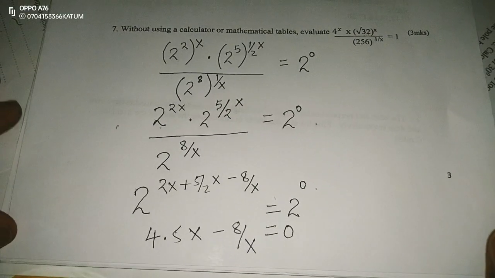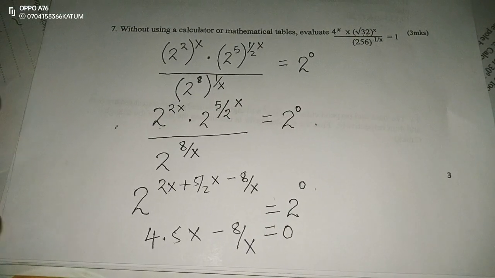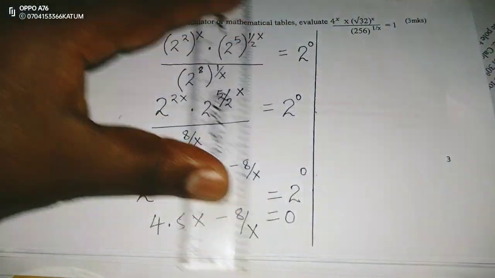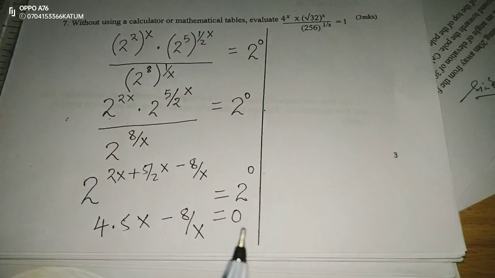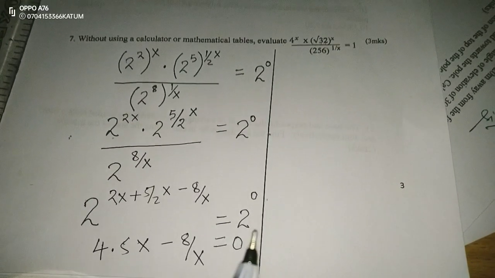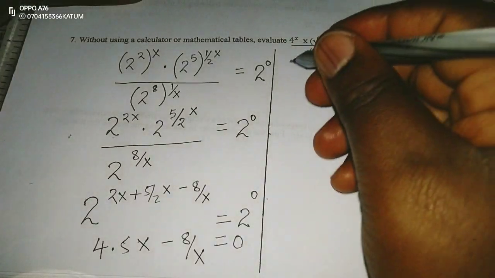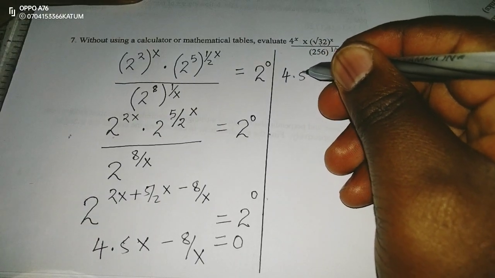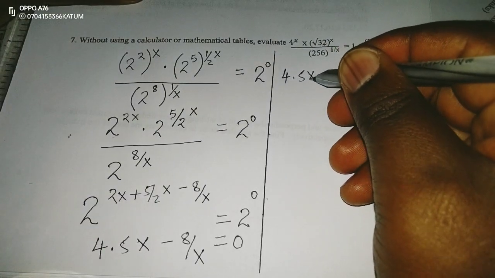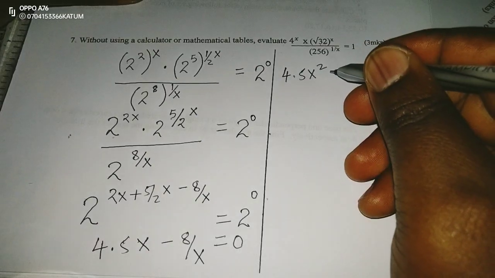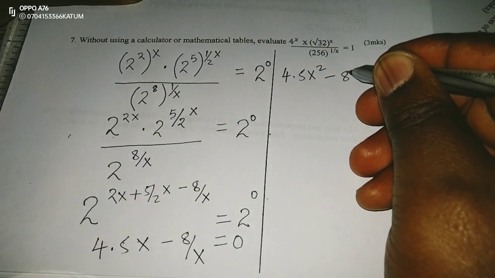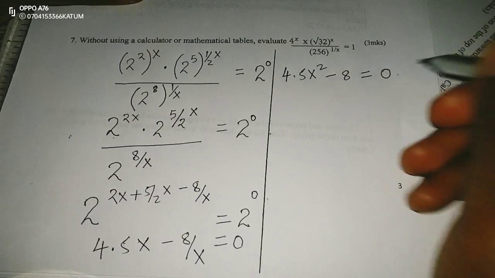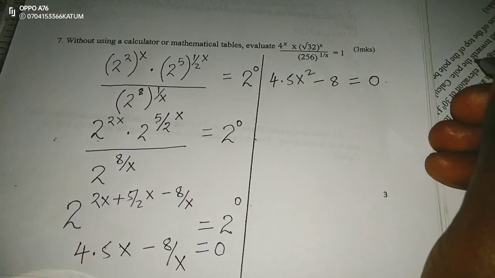So we can cross multiply by x. And when we multiply through by x, we're going to have 4.5 x squared minus 8, which is equivalent to 0.